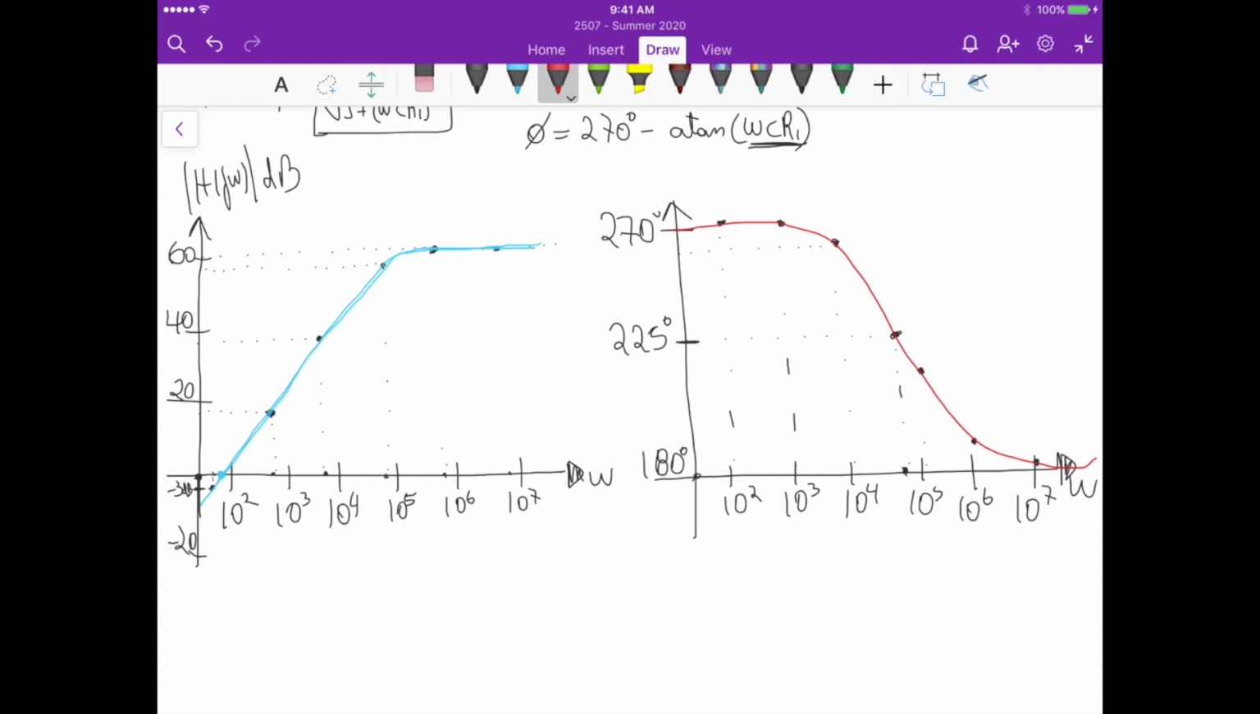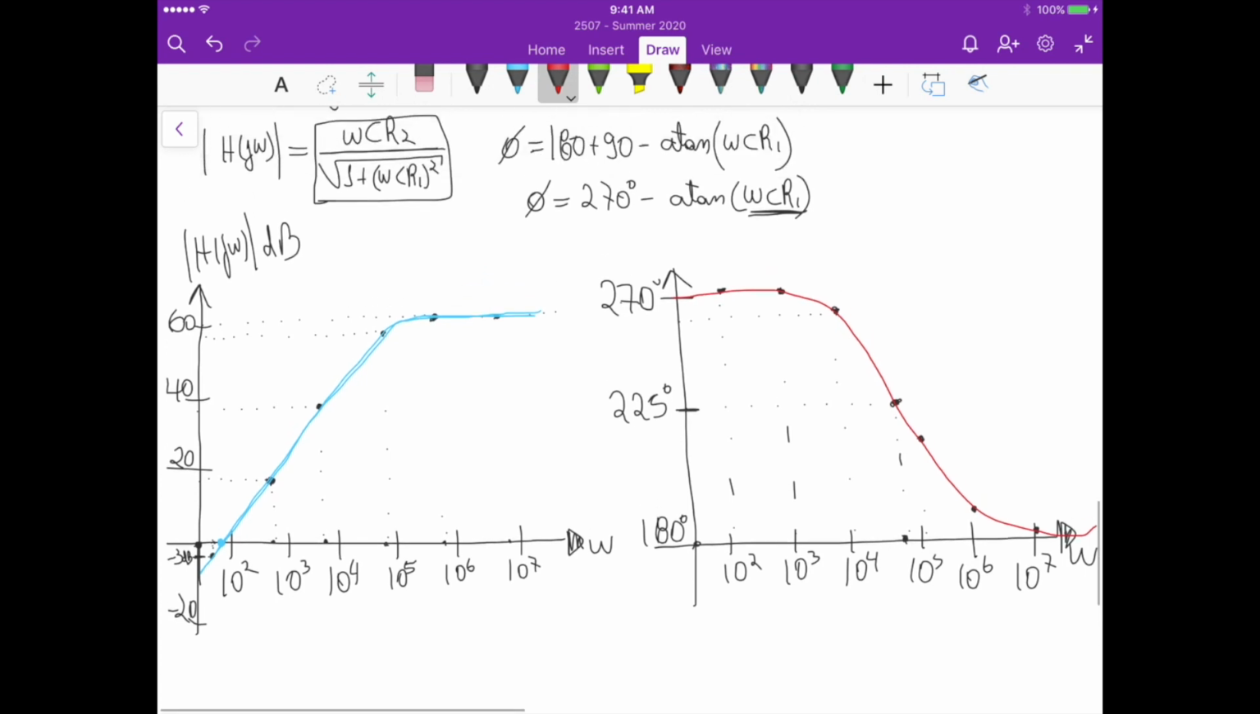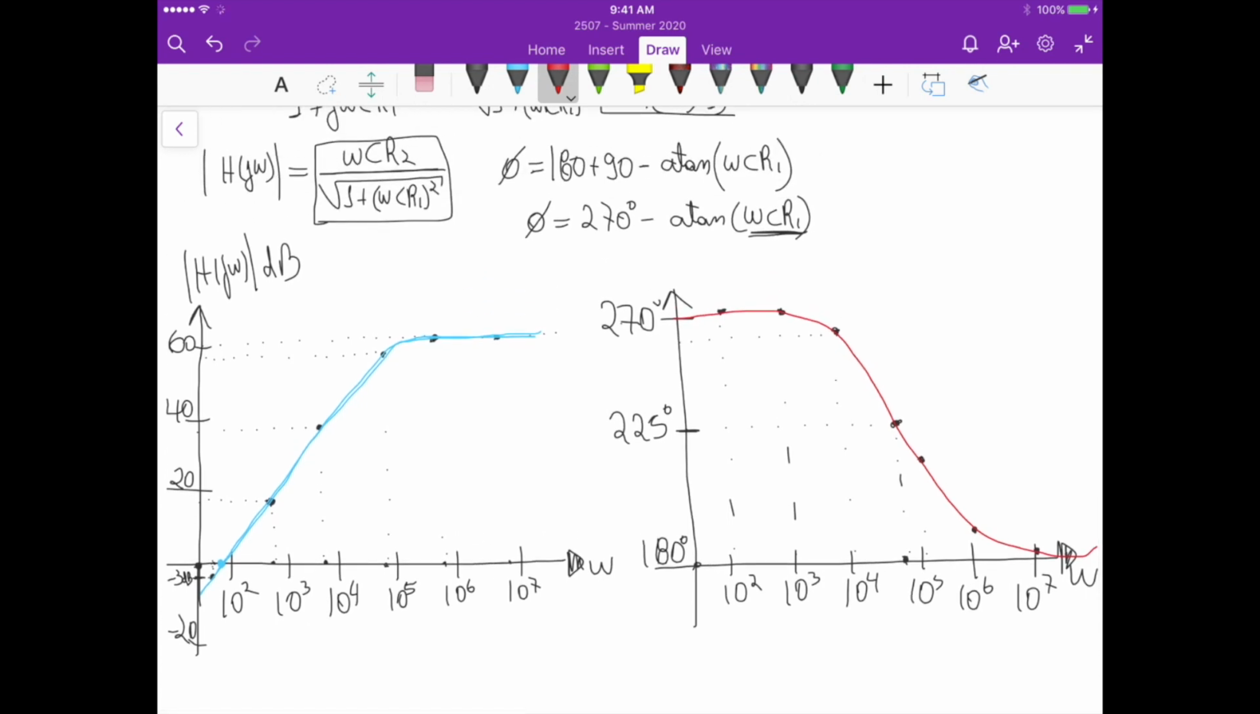There might be a little bit of shift on the values that I got here, but basically that's the overall behavior that you observe. So if you want precise values, you just have to plug in the values of C, R2, R1 that we designed along with omega, and then you can specify each one of those points precisely, okay?